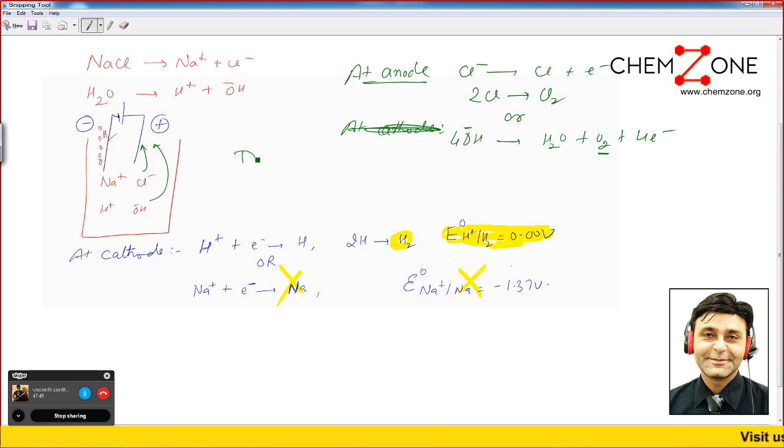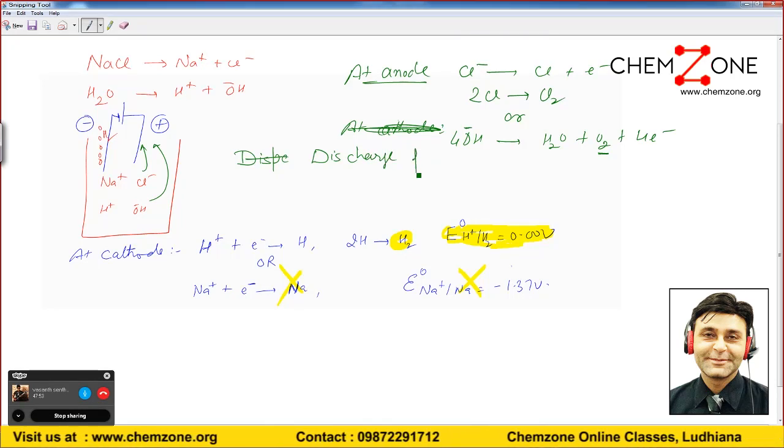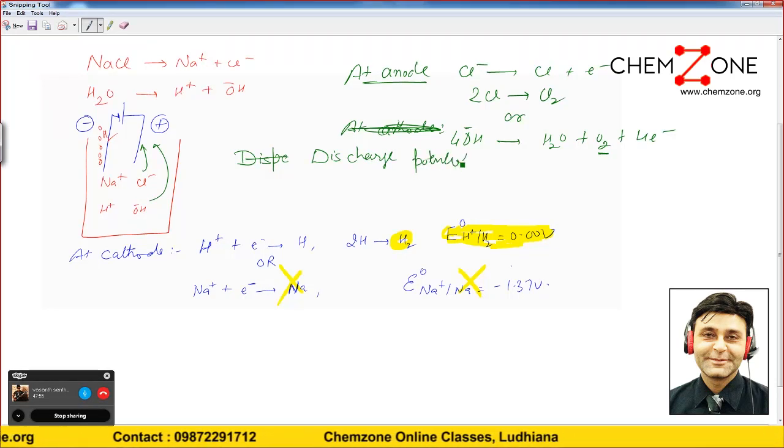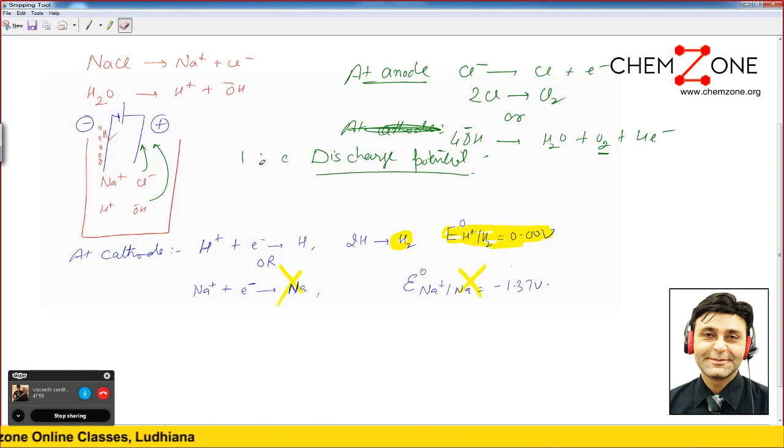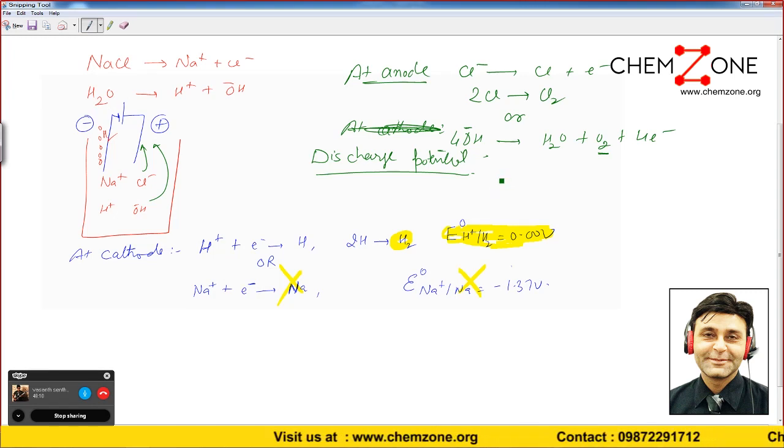And for that we have a term here. First of all, discuss that term: discharge potential. Discharge potential means the potential, the voltage, required to discharge an ion. How much potential, how much voltage is required to discharge a particular ion?